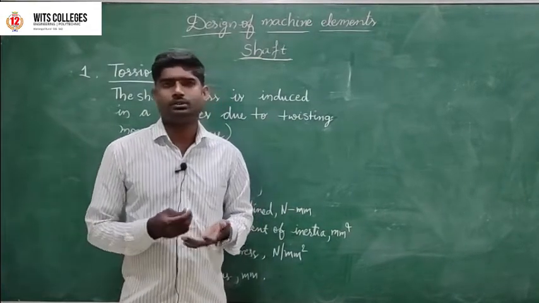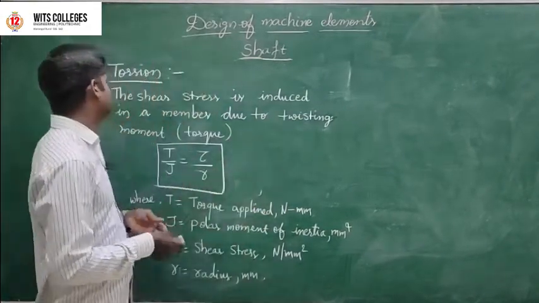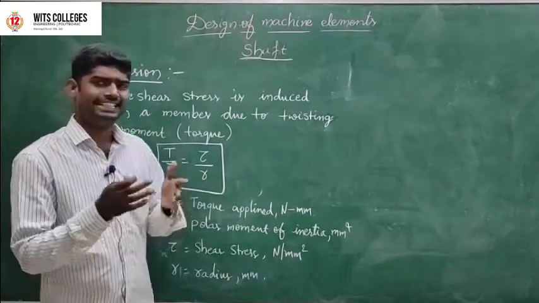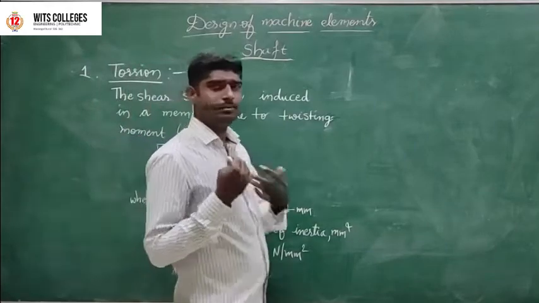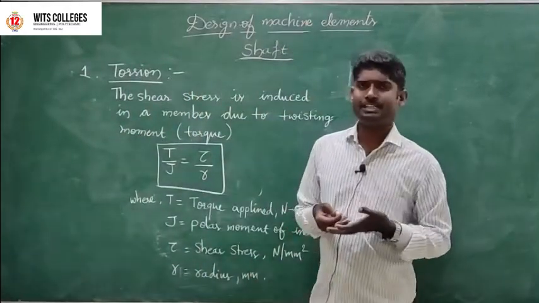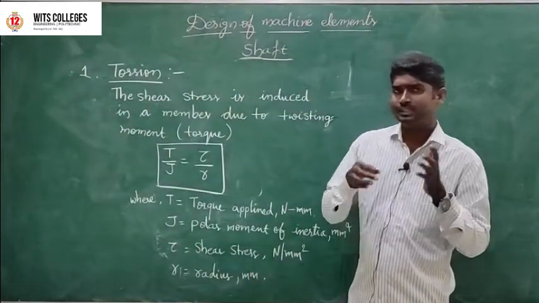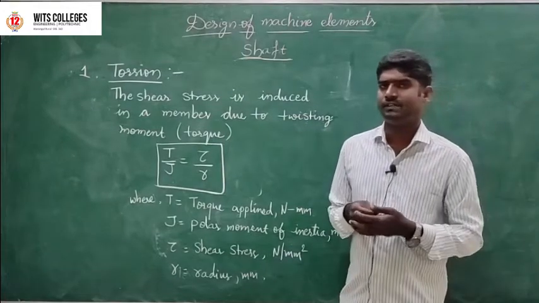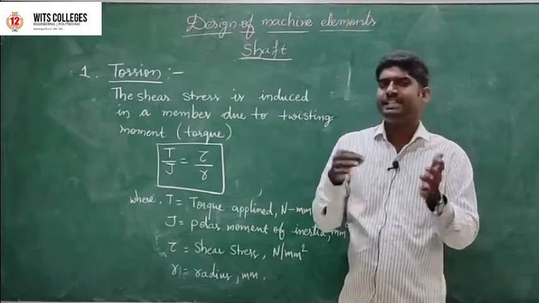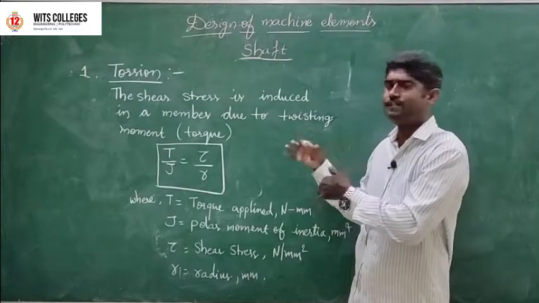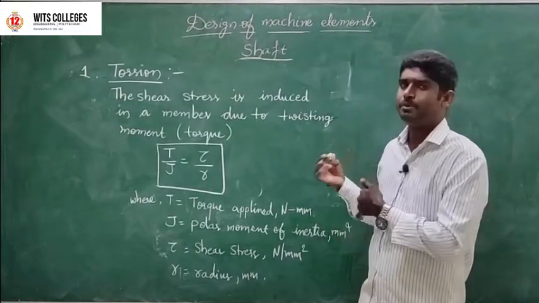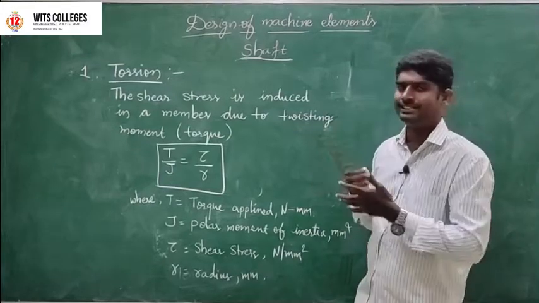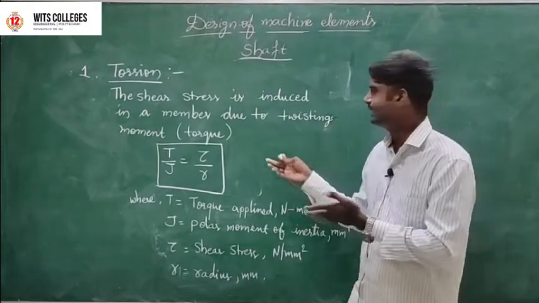What is torsion? The shear stress induced in a member due to a twisting movement. Twisting movement is nothing but torque. Take any shaft: the shear stress induced in a shaft or member due to twisting movement is called torsion.